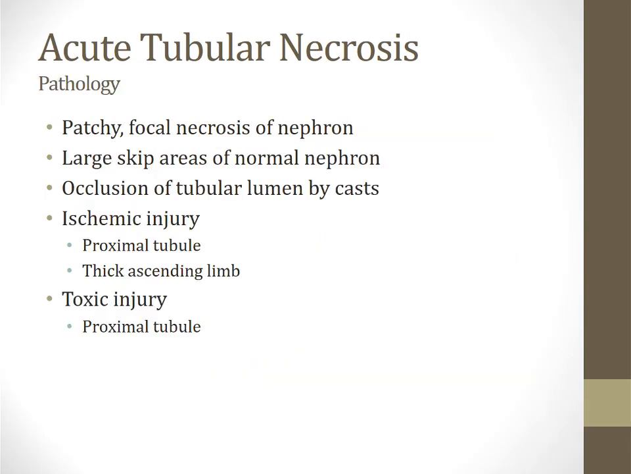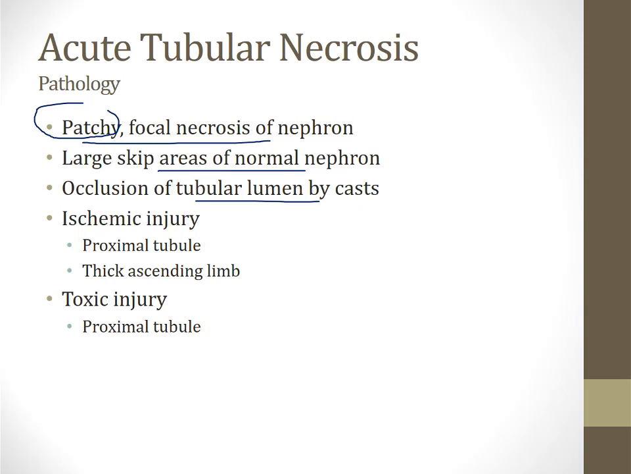We don't usually do renal biopsies among patients with ATN, but if you did, what you would see is patchy focal necrosis of the nephron. And it's important to remember that it's patchy with these large skip areas of normal nephron. They like you to know that kind of thing for your exams. You can also see occlusion of the tubular lumen by casts.